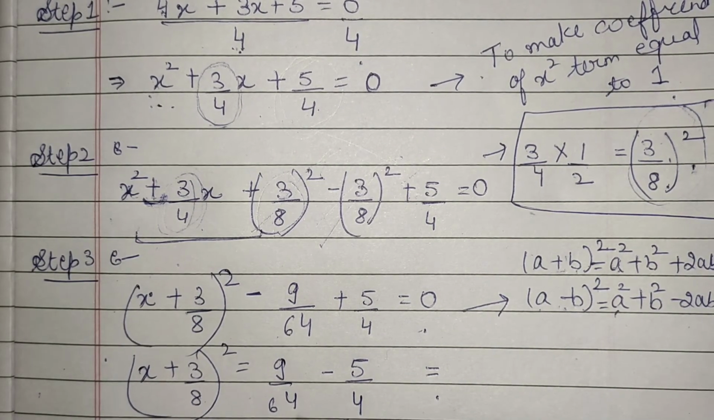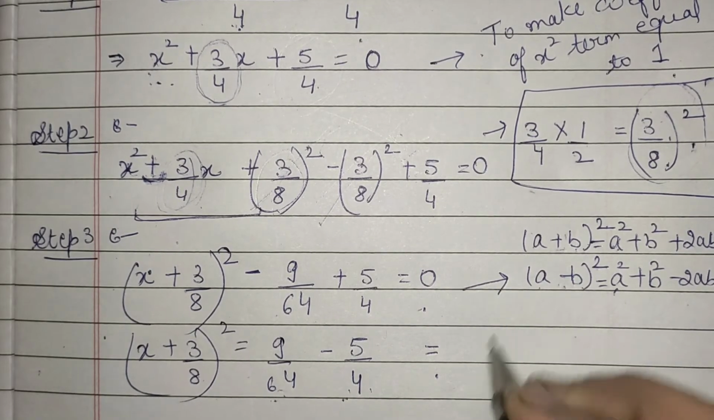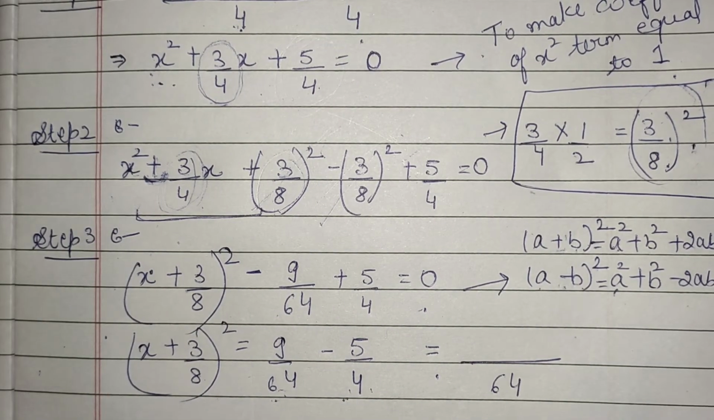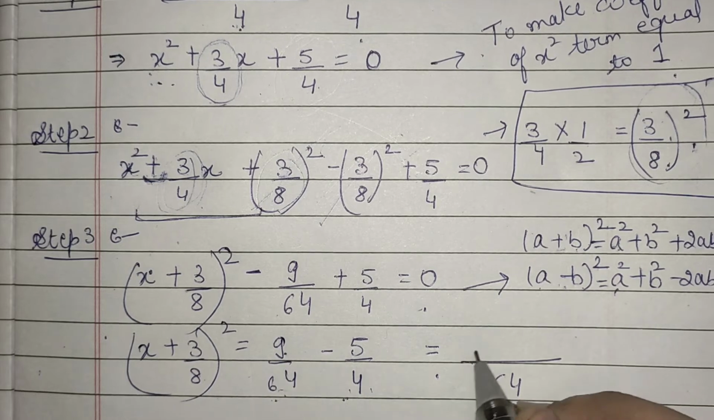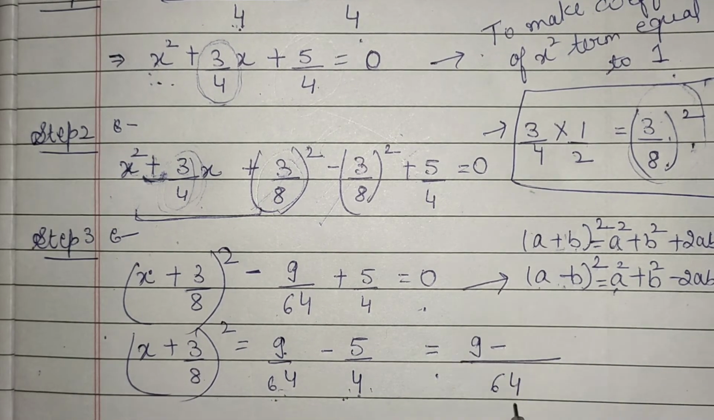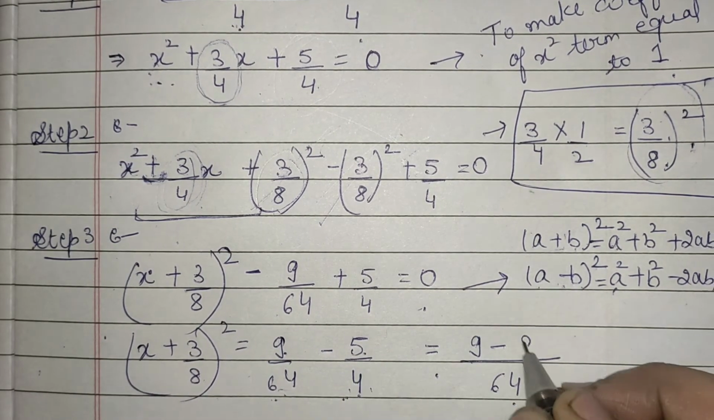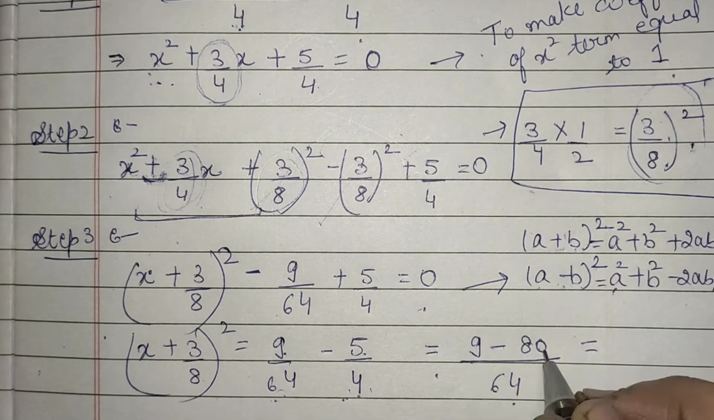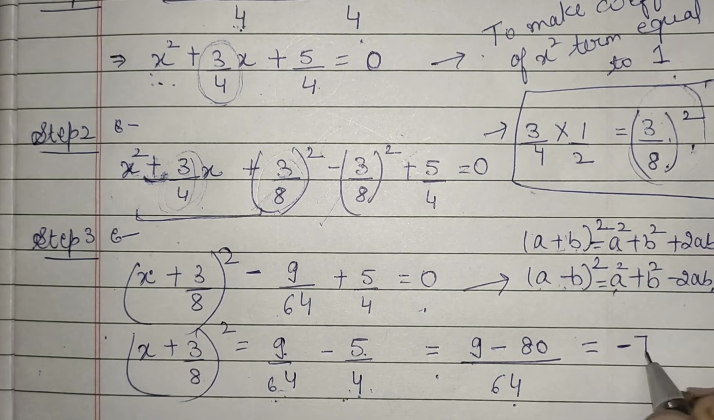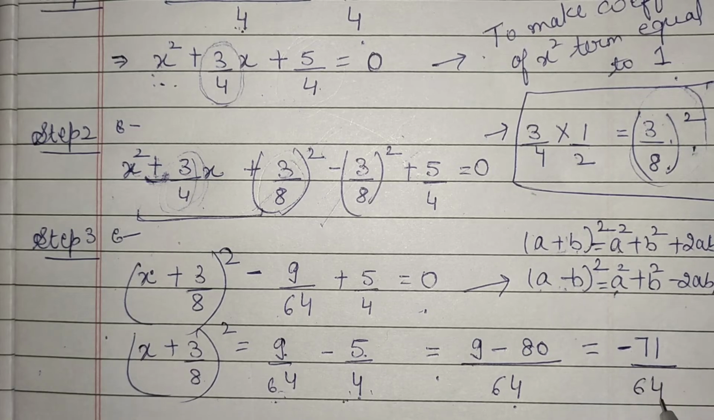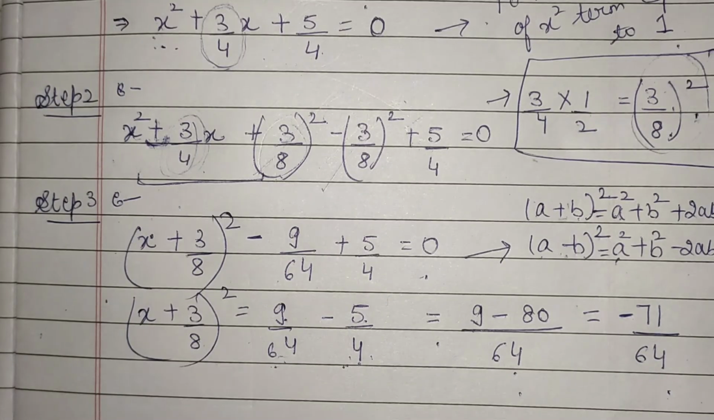Okay, so what will be the LCM of these two terms? LCM will be equal to 64 and it will remain 9 as it is. It will be 16, 16 5s are 80. So what am I getting? This time I am getting minus 71 by 64.